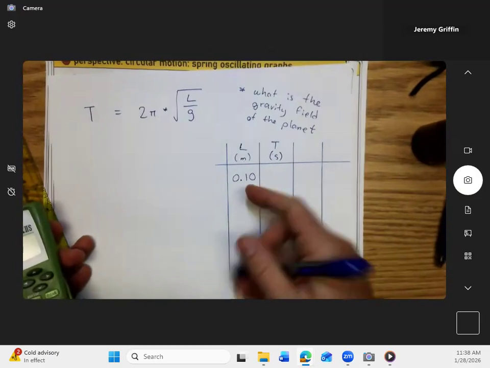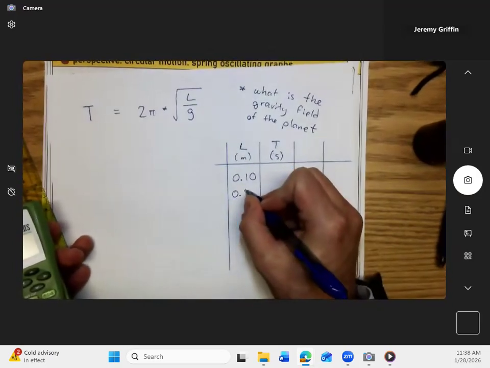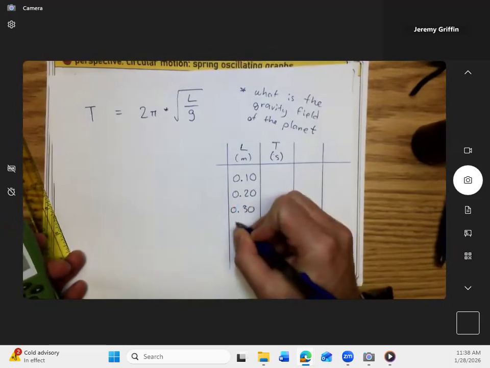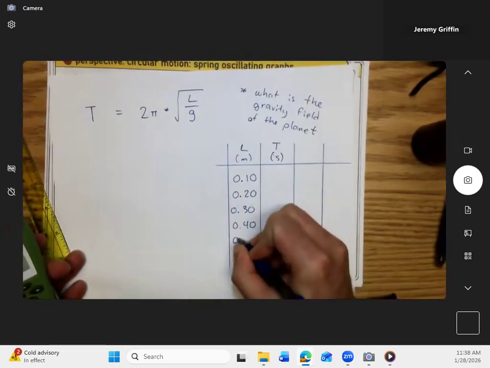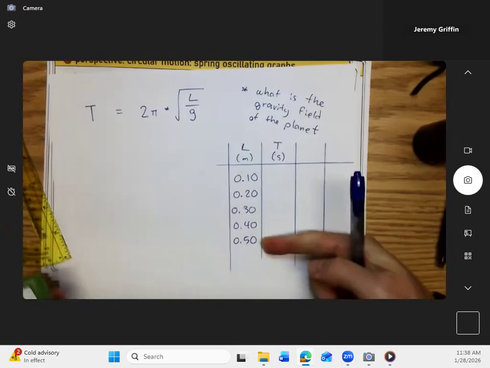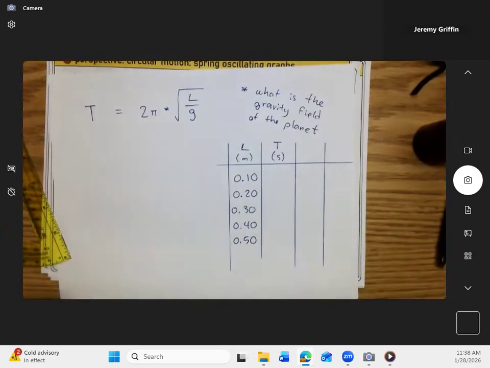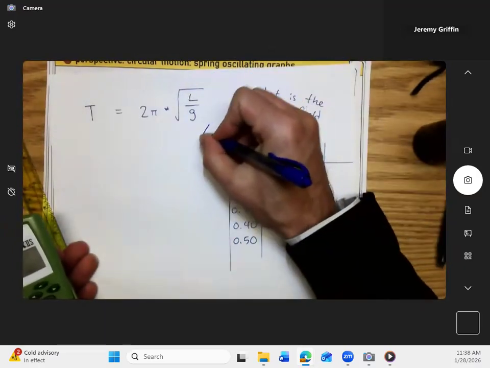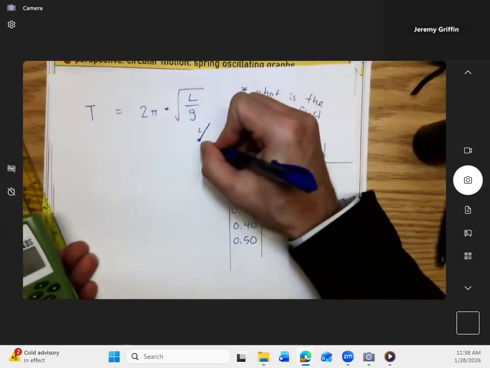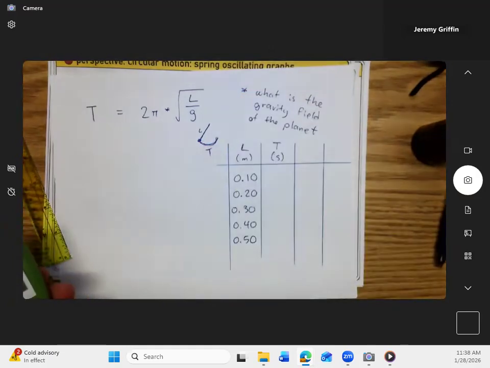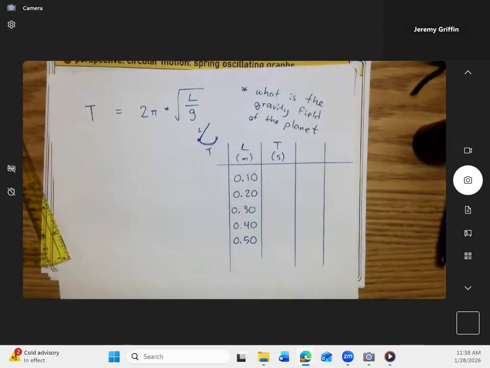So that's your shortest pendulum. But then you have a pendulum that's 20 centimeters, so we'll call it 0.20 meters. And then 0.30 meters, 0.40 meters, 0.50 meters. So this last one would be half of a meter stick long, wouldn't it? And to give you guys a little visual, you set up this pendulum, it has some length L. It's going to swing back and forth. Swing, swing, swing. It takes some time to swing back and forth. Let you guys catch up to that.